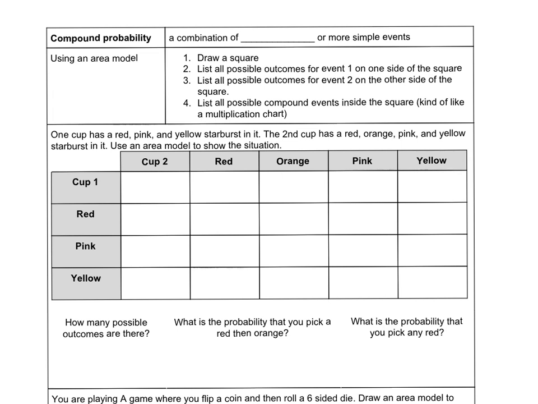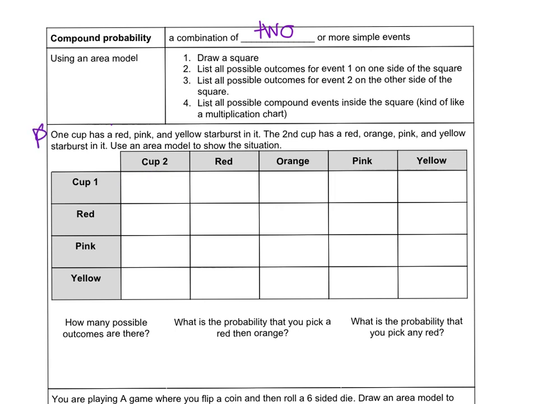So compound probability is a combination of two or more simple events. Like you're choosing flavors of ice cream and toppings at an ice cream store. Okay, so we're going to use something called an area model, and that's what this thing is down here. So first you're going to draw a square, and you list all possible outcomes for event 1 on one side and list possible outcomes for the second event on the other side. Okay, and then on the inside of the squares, like here, here, and here, you're going to list the combination of events that could happen.